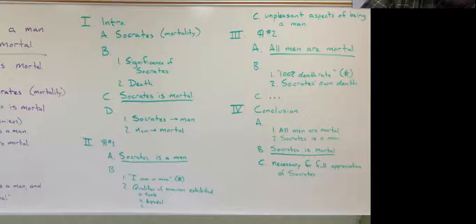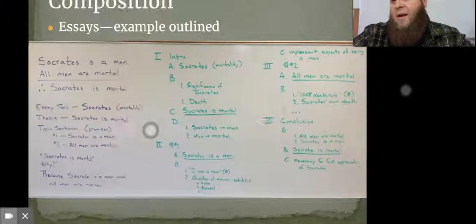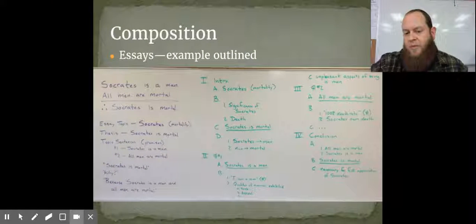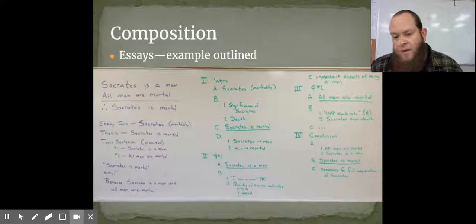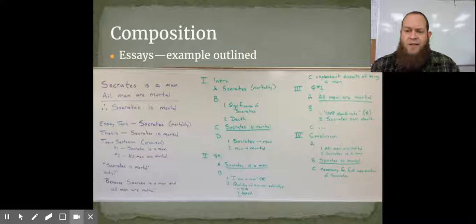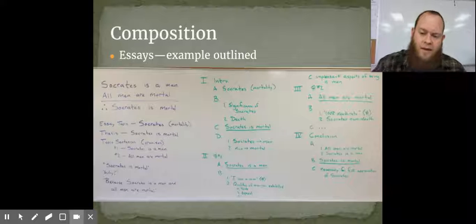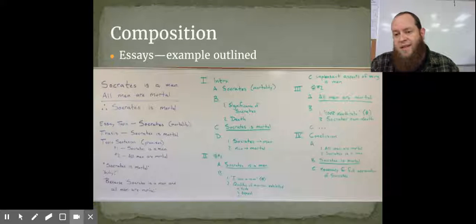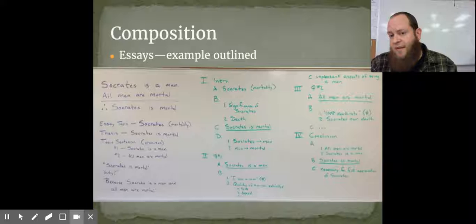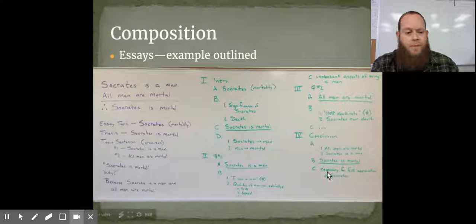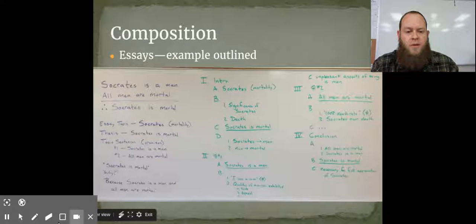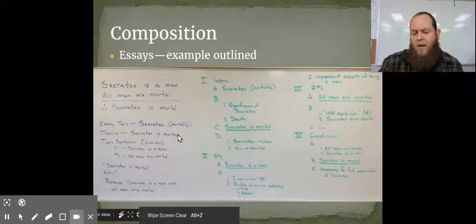Okay. Now I'm moving into the conclusion, so I don't need a transition. I simply restate my argument that all men are mortal, that Socrates is a man, and therefore Socrates is mortal. All right. So I've restated my thesis as well. And then I end it with his death and mortality being a necessary aspect of fully appreciating Socrates. Okay. So that's what it would look like, laid out like that.